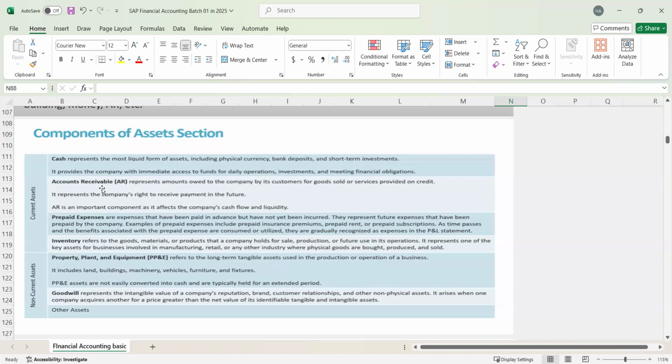Then, if you are to record the reverse, which is when your customer is owing you: when you are owing a vendor or a supplier, it is recorded under your liability, right? But when the customer is owing you, the reverse, it will be recorded under your current assets. That's what accounts receivable means. It represents amounts owed to the company by its customers for goods sold or services provided on credit. So when you sell something to a customer on credit, it will be recorded there as something that needs to come to your account, right? It represents the company's right to receive payments in the future.